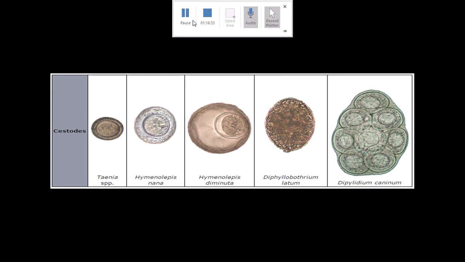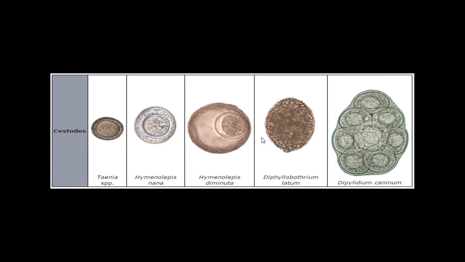For example, these are some of the ova that can identify certain worms in the gastrointestinal tract, like for example the Taenia species, Taenia saginata or Taenia solium. The shape of the ova, they are the same. They have a striated type of shell wall for the egg, identified by doing simple stool analysis.